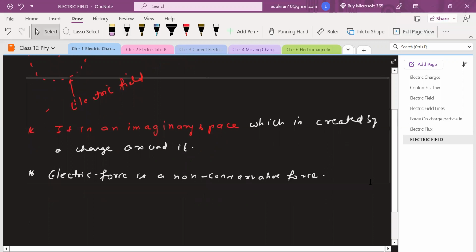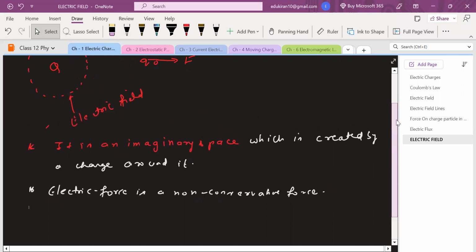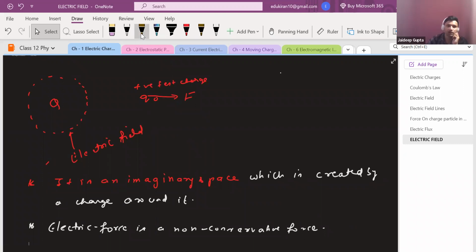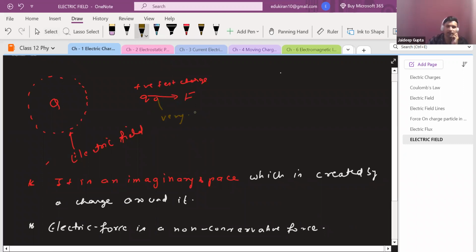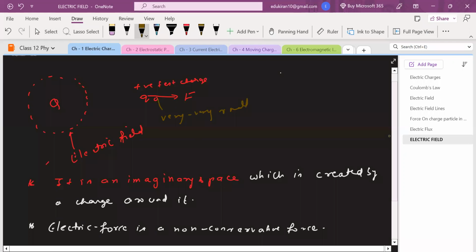So the test charge will also have its own field, right? Yes. So won't it repel? Look what happens. This test charge is very, very small. It also creates a field around it, but the intensity of the field created by the test charge is very negligible compared to this charge. That's why this charge will exert much more force than the test charge. Okay.